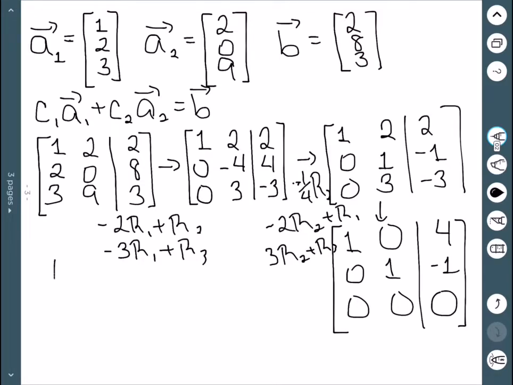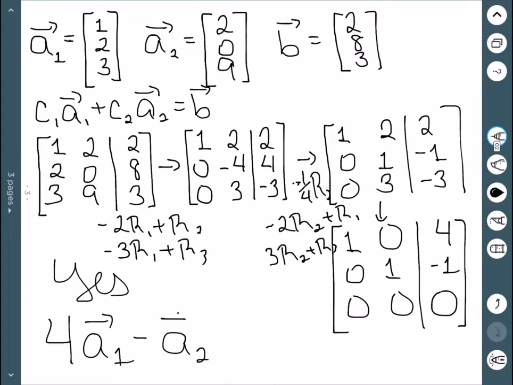So, is this a linear combination? Yes. In fact, we can see that we have 4a1 minus 1a2 is equal to my vector b, because I did have a solution that was given by 4, -1.